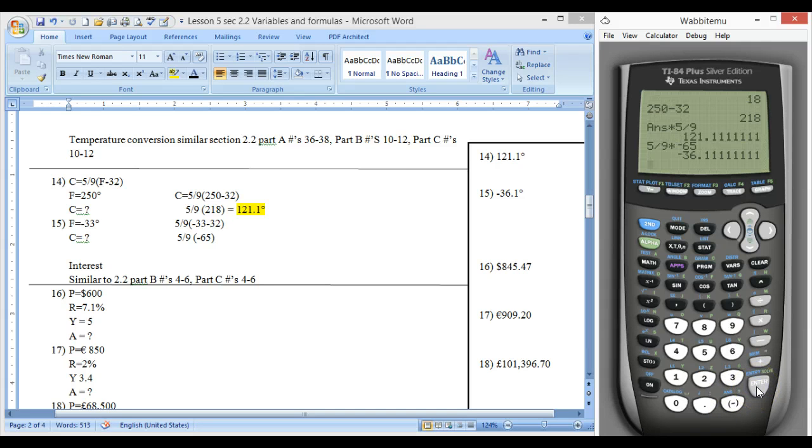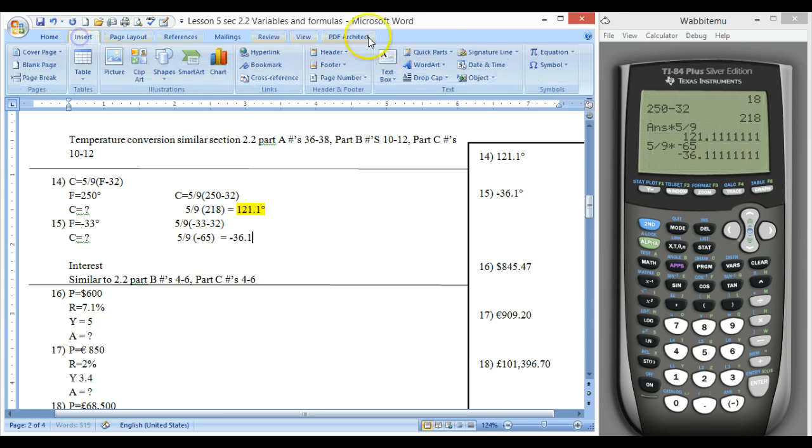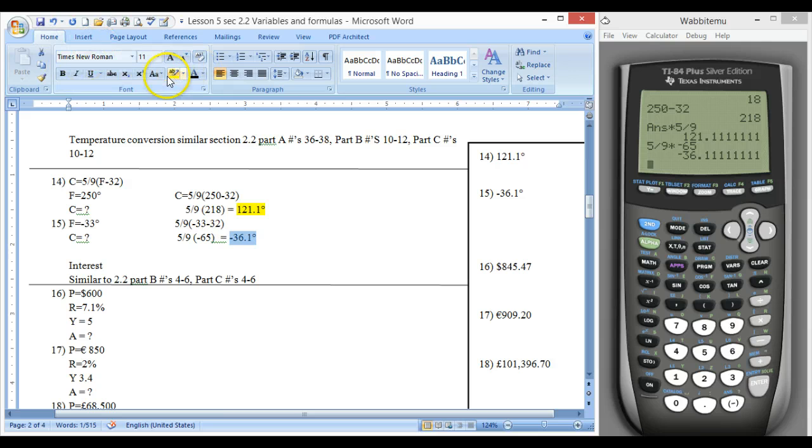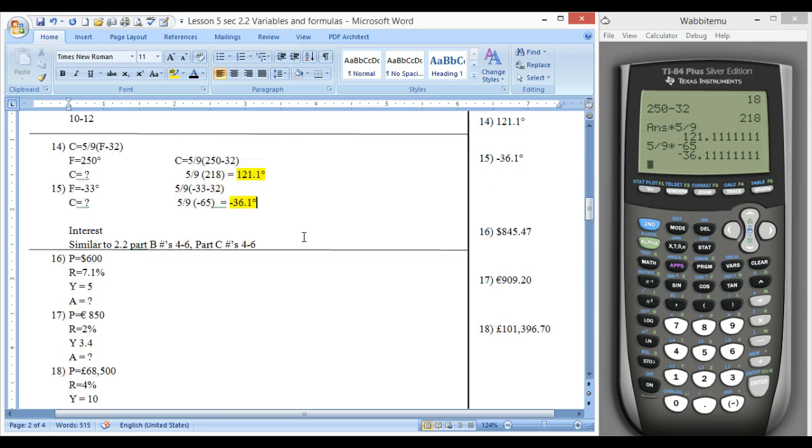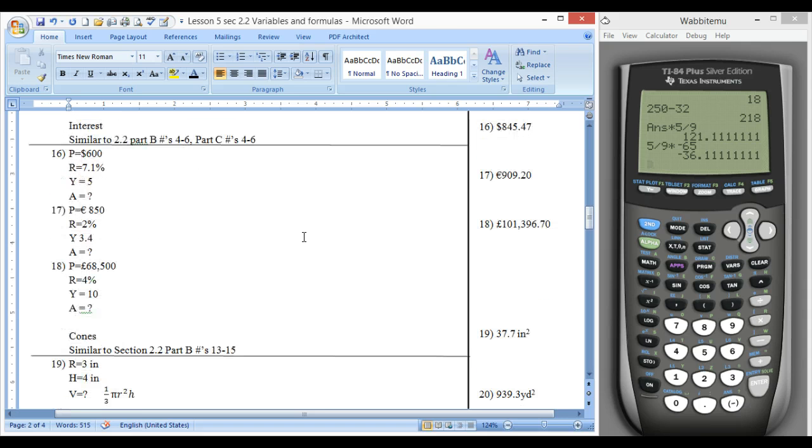Okay, press enter, and we get negative 36.1. Insert my degree sign, or I could type out degrees with letters. There we go. Negative 36.1 degrees. Let's move to the next one.